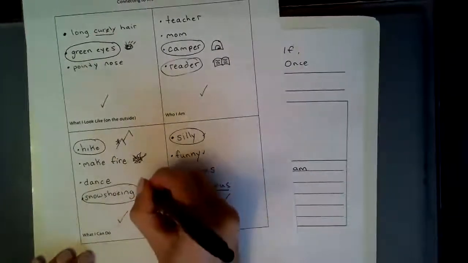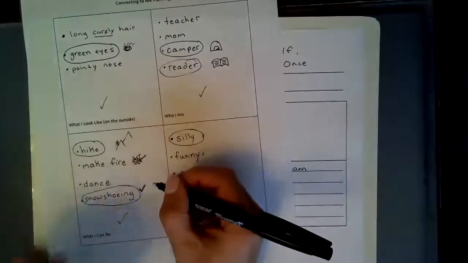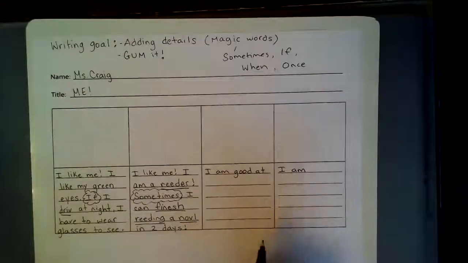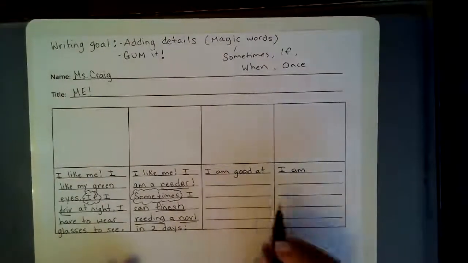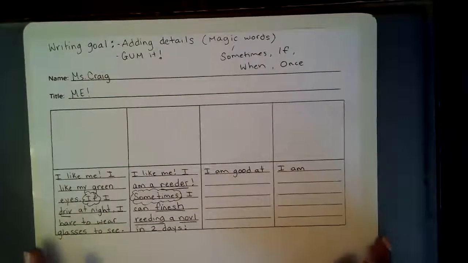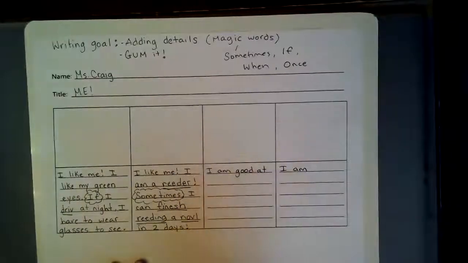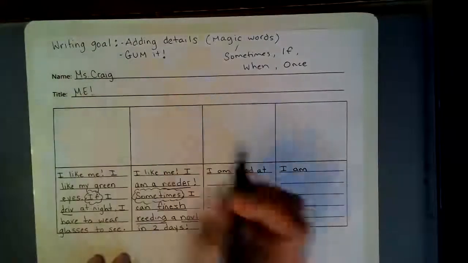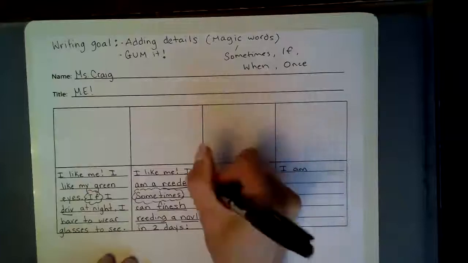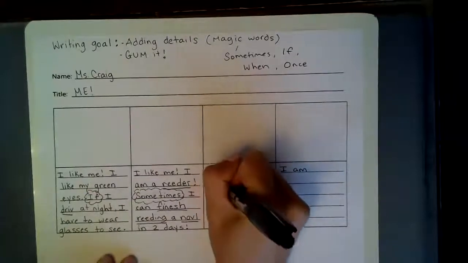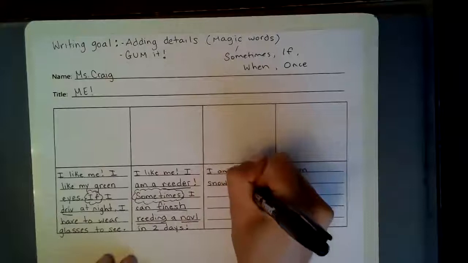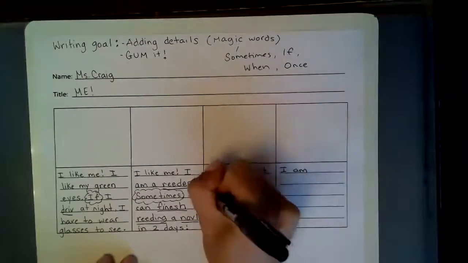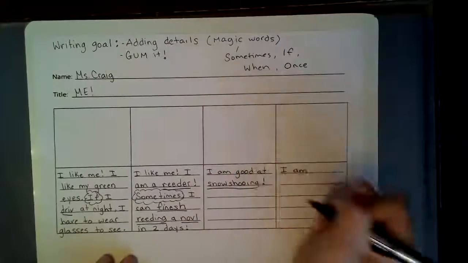Here I've circled 2 already, but I'm really gonna go with snowshoeing. So I'm only gonna pick one idea. I don't wanna make a list. I just wanna focus on one idea and just write a really beautiful sentence about it. So I am good at, so you can use the same sentence starter for that box if you would like. So I am good at snowshoeing.